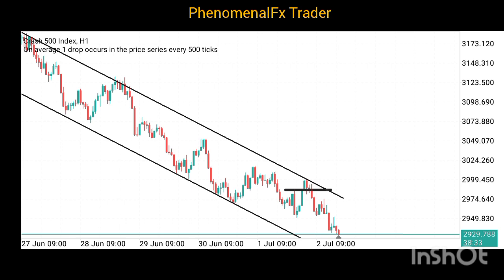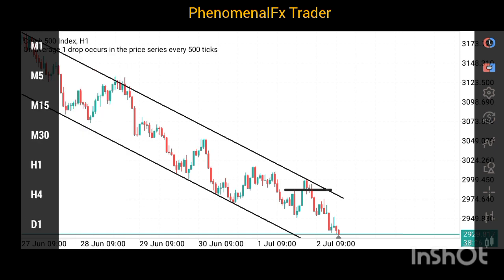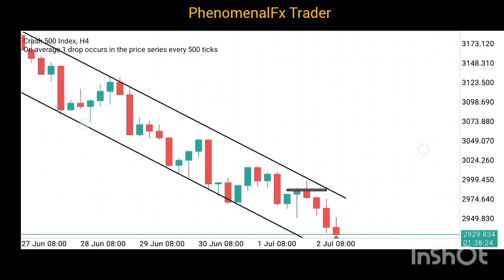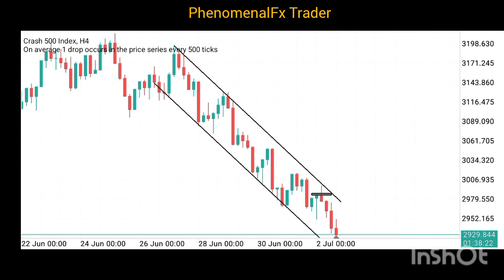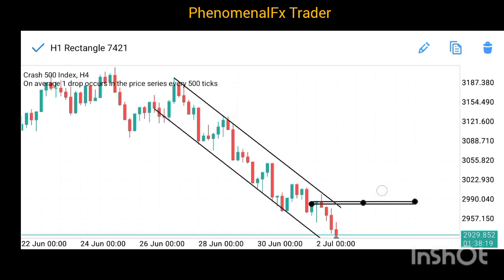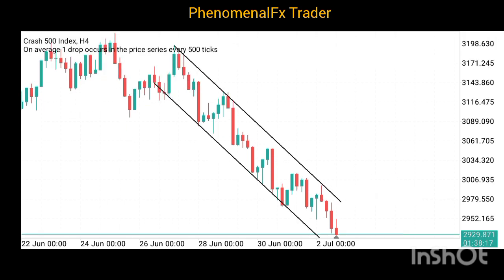I just hope I can easily find it. Okay, this is the 1 hourly time frame. Let me check the 4 hourly time frame. Okay, this is not the trade 4 hourly time frame.